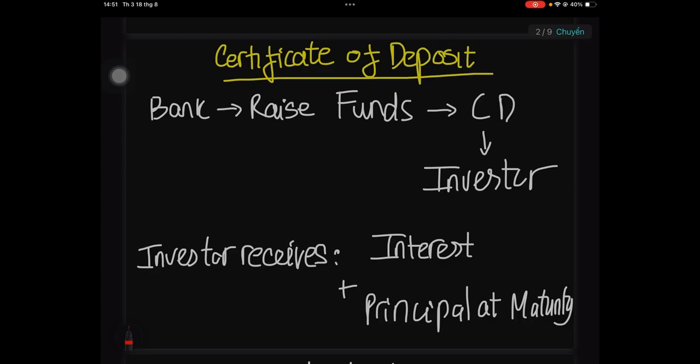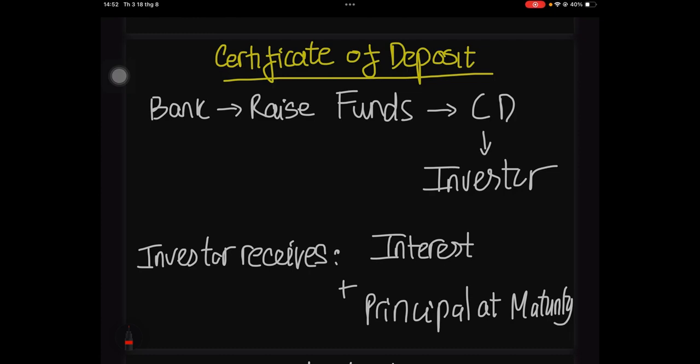Let's start with the basic idea. A certificate of deposit, or CD, is essentially a debt instrument issued by the bank. The bank needs funding. You have money to invest, so you give the bank your money. In exchange, the bank promises two things. First, to pay you interest. Second, to return your original principal when the CD matures.